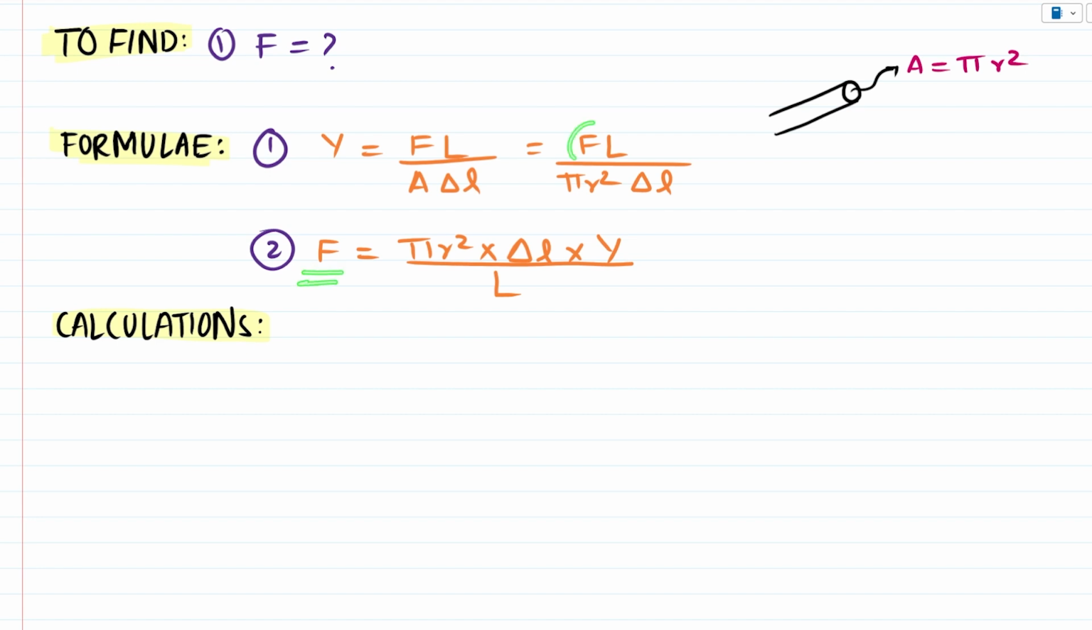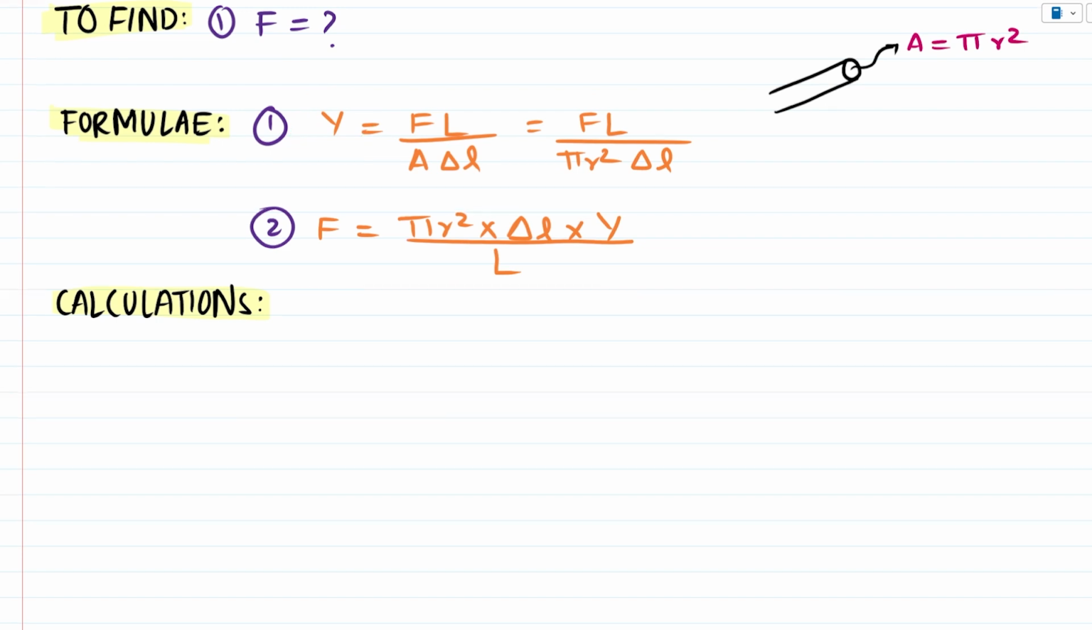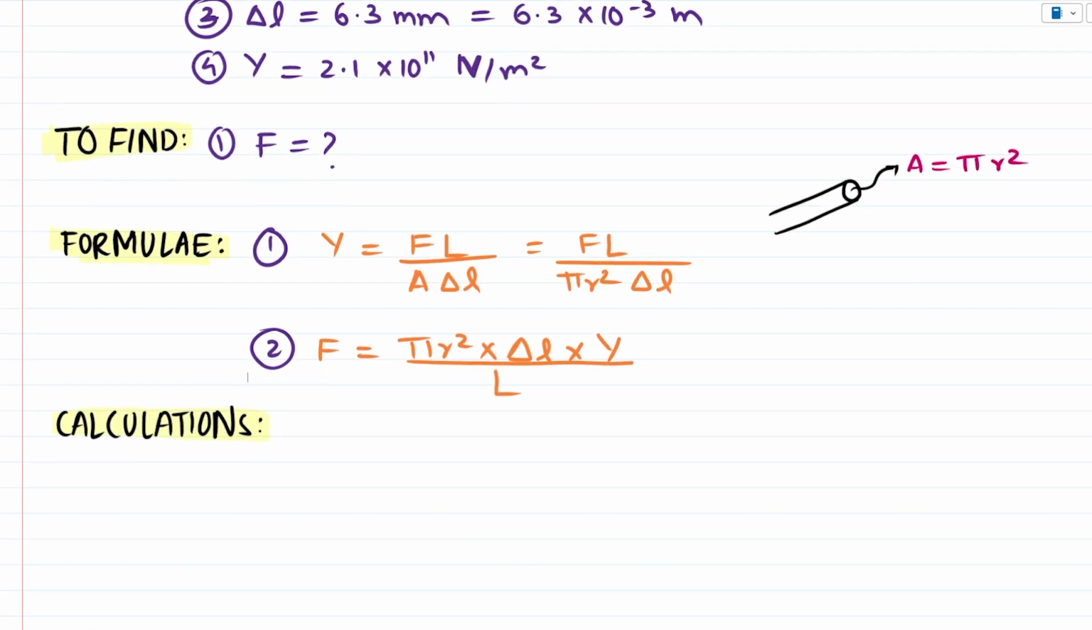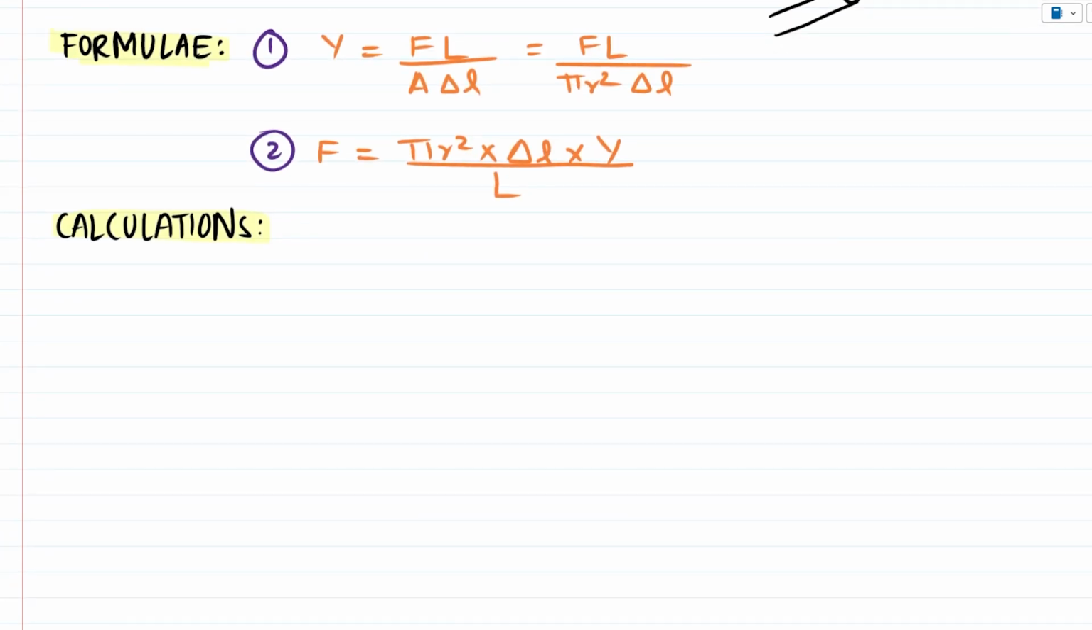So what we have done is isolate F and send all these terms to the right hand side, sorry, to the left hand side. So this is the formula which we will be using to calculate the force. Now if you see, all the values are known to us in our given section. So a simple substitution should get us the value for the force on the wire.